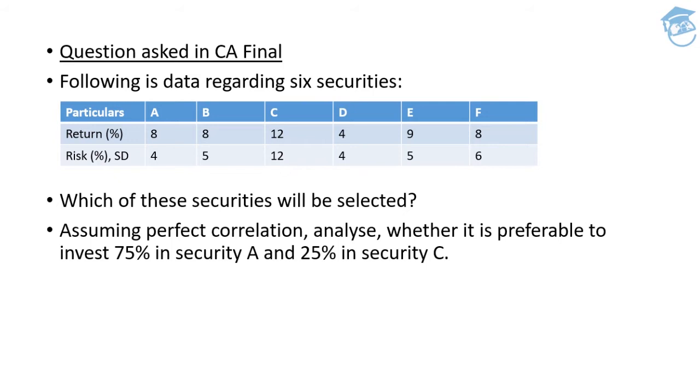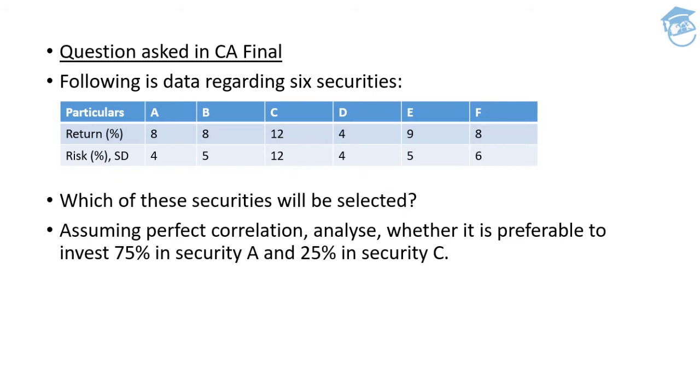Now comes who all will be the investors who would go for C. If I am able to take up a higher amount of risk, but at the same time I do want a higher amount of return, so for all those risk takers, C is the best one. Why? Because they are providing you 12% return, but in consideration of the same, you'll have to bear 12% risk as well.